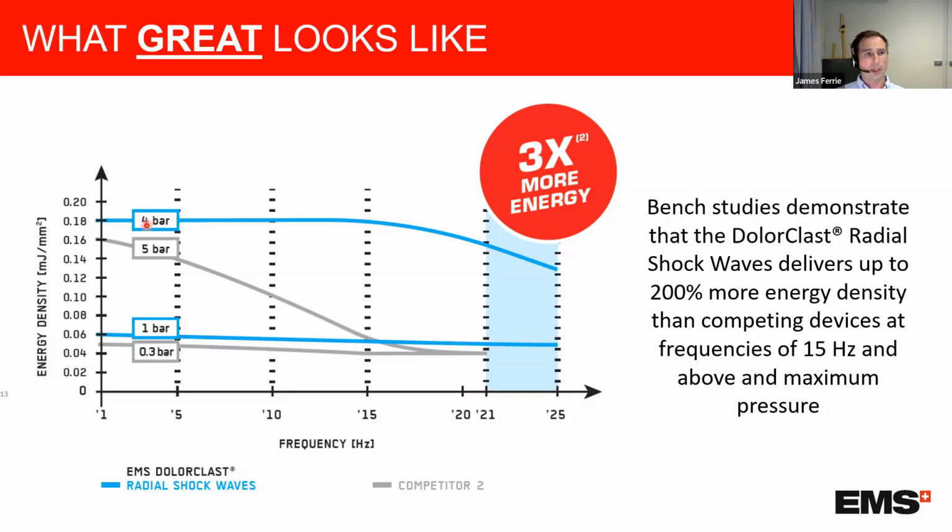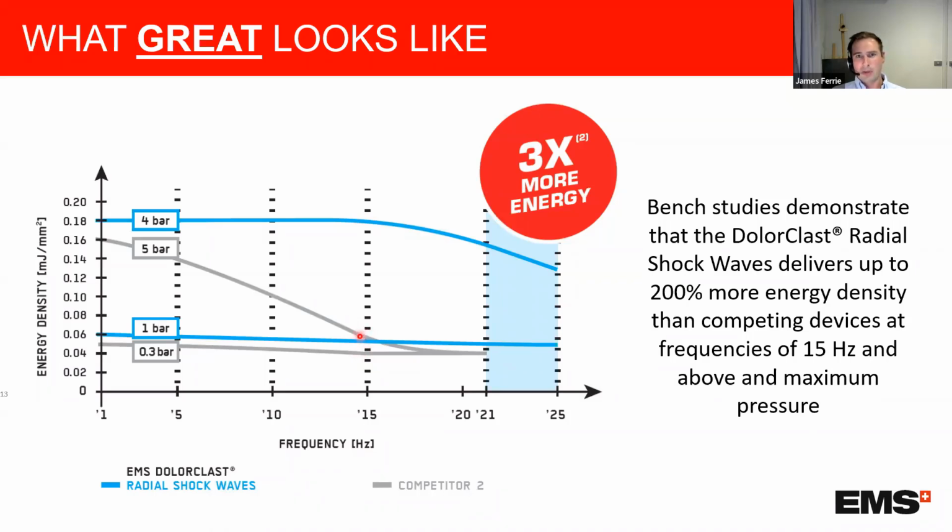So if we look at, say, 4 bar, treating at various different hertz, we can see the energy density on our graph on this side, and we can look at the frequency on the bottom part. You can see that when we're treating at basically 1 hertz, there's a bit of a difference there. But then as we get up to 10, we get a significant drop off in terms of some of the competition. And when we're treating up at 15 hertz, there's a huge difference in terms of the energy output.